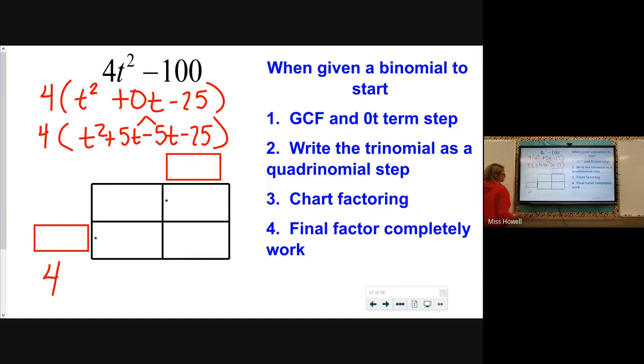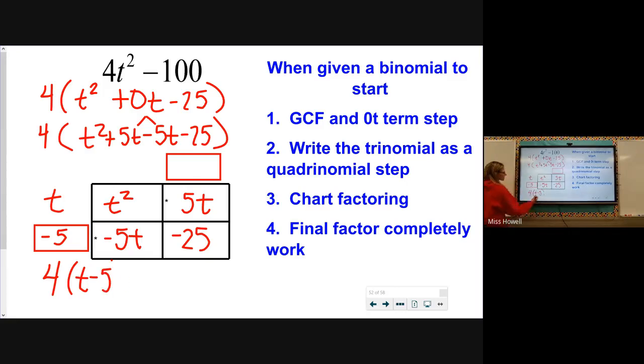I bring down my 4 so I don't forget about it. T squared, a 5t, a negative 5t, and a negative 25. Now we're ready to go to our chart. T squared and 5t both share t. Negative 5t and negative 25, I should pull out a negative 5. So t minus 5 would be a factor here. T squared, negative 5t, again, share a t. 5t and negative 25 will share a 5. And so I would end up with 3 factors for this one: a factor of 4, a factor of t minus 5, and a factor of t plus 5 when I'm done factoring completely.